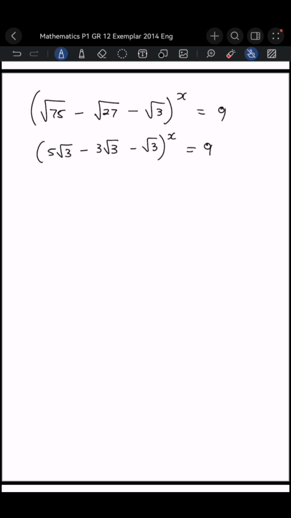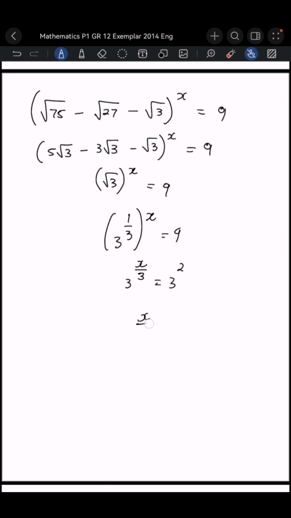These are all like terms, so it's just the same as 5 minus 3 minus 1, which is going to just be the square root of 3, all raised to the x is equal to 9. Therefore, this is the square root of 3, 1 over 3, all bracket, raised to x is equal to 9. 3x divided by 3 is equal to 3 squared. X over 3 is equal to 2. Therefore, x is equal to 6 is the answer.